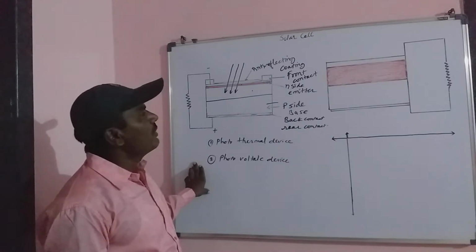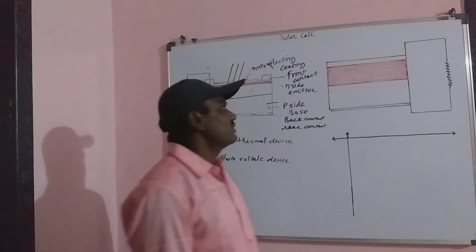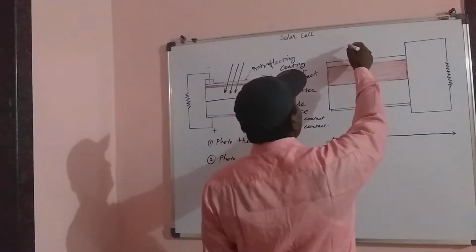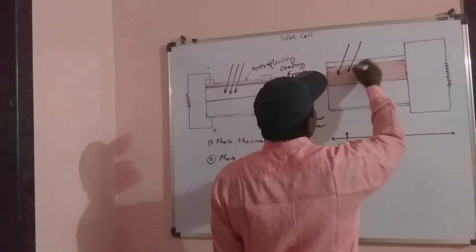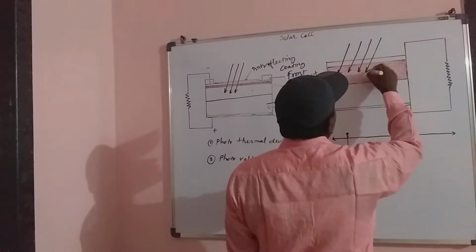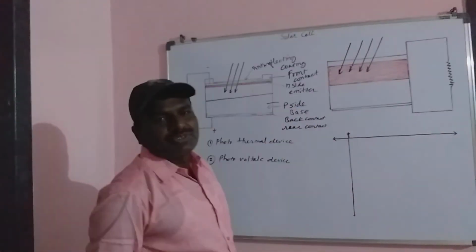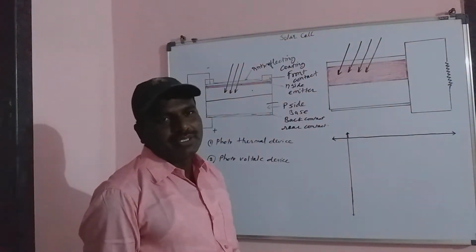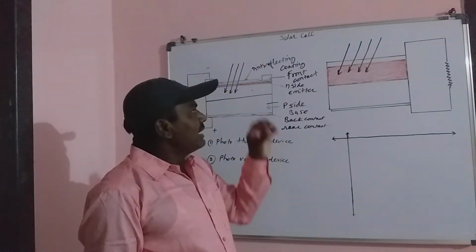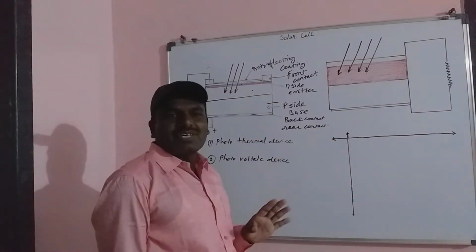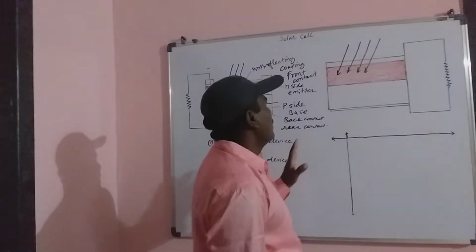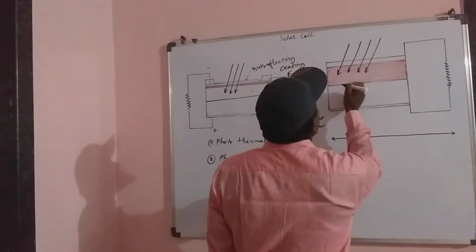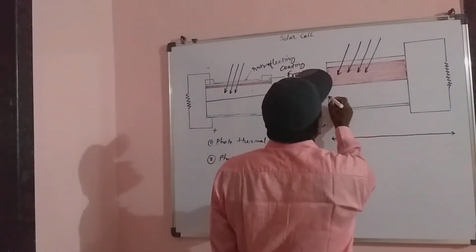Now we can see the working of this solar cell. When light is incident on the solar cell, four events take place in the solar cell. When light is incident on the solar cell, electrons and holes are generated in the depletion region.